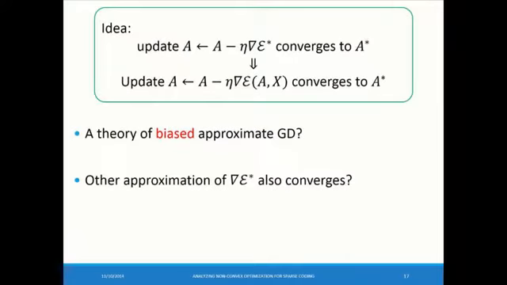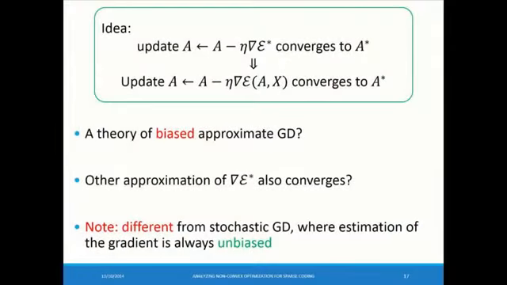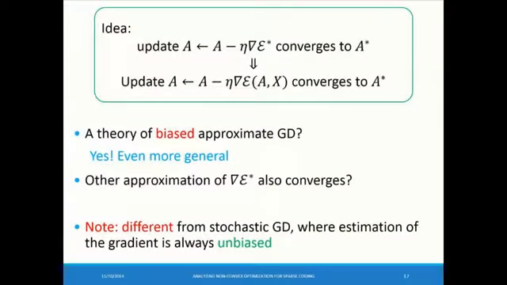And another question is probably, because we are anyway estimating delta E star, maybe we can use other approximations. A note is that this is different from stochastic gradient descent. Because in stochastic gradient descent, usually you pick some samples to estimate your gradient, but that estimation is always unbiased. But here this estimation could be biased. So we need the biased version of approximate gradient descent, and the answer is yes. We can be a little bit more general, and other approximations of delta also converge, and the answer is yes.